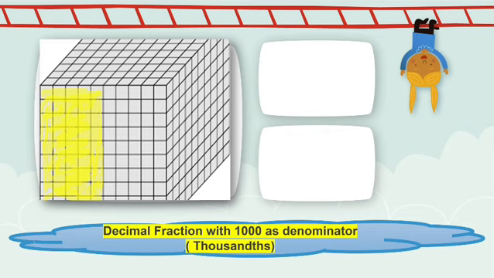Now what do you see? 50. So what will be the fractional representation for this? Well, fractional representation for this will be 50 by 1000. And how are we going to represent this in decimal form? Well, in decimal form, we are going to write 0.05. You must be wondering why not?